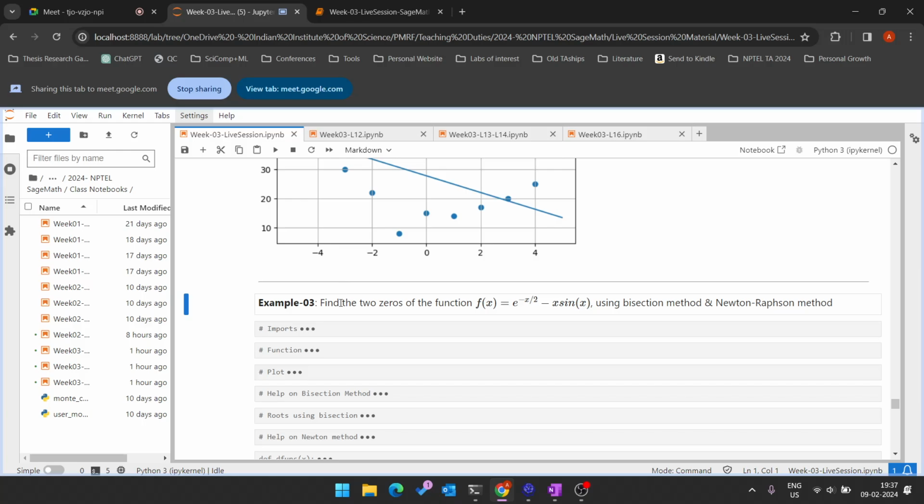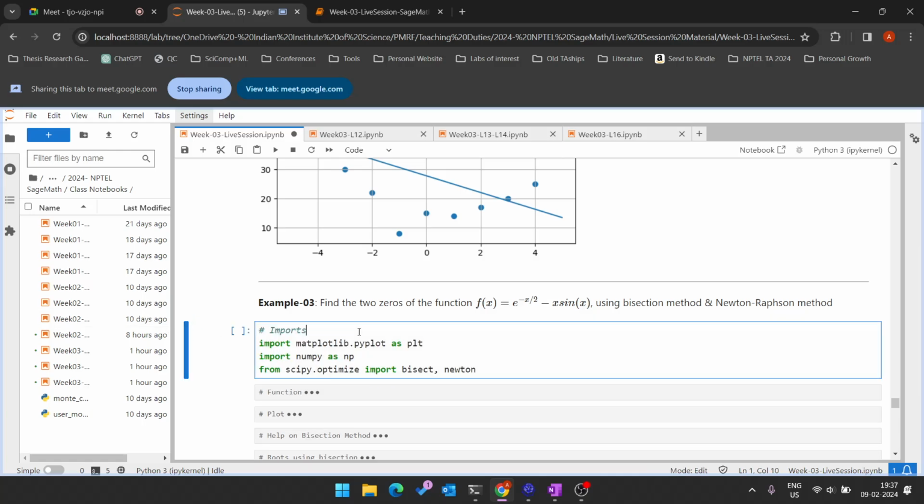The third problem, the third example, asks us to find two zeros for a function which is given with the form f of x equal to e raised to minus x by 2 minus x times sine of x. And it asks us to do the same using both the bisection method as well as the Newton-Raphson method. So how do we do this?